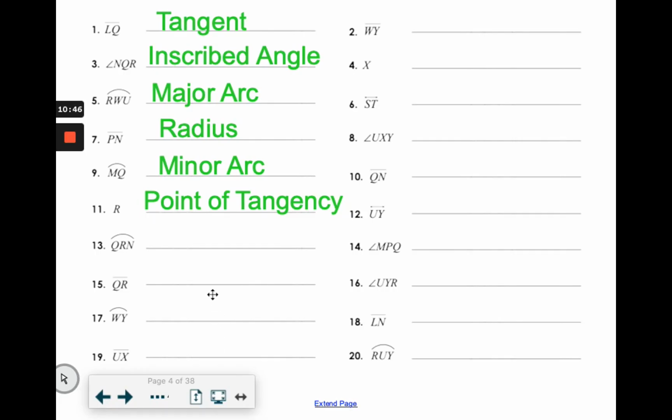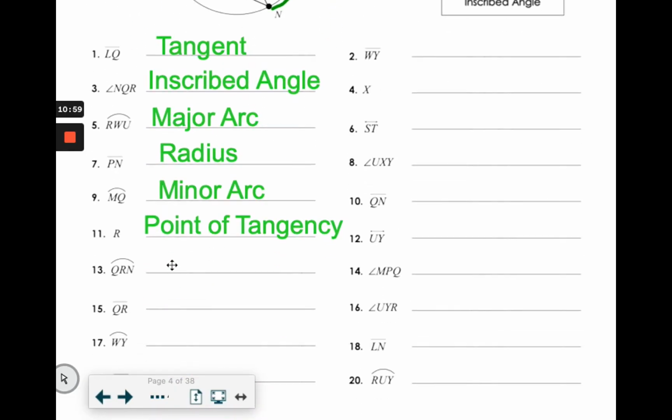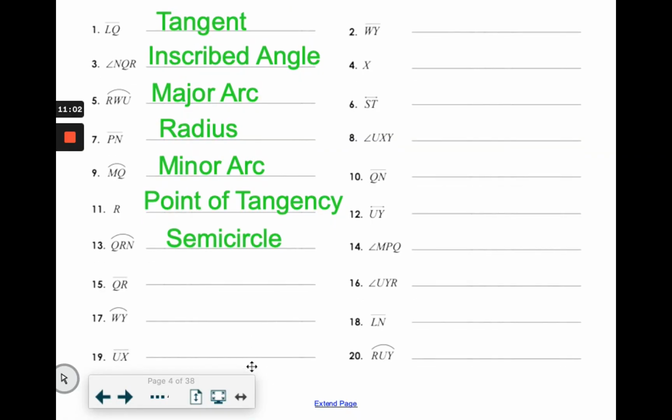Okay, a few more, QRN, that's 3 letters. So the question is, if it's half the circle or more than half the circle, semicircle or major. This one is exactly half the circle. So what we have for QRN is a semicircle.